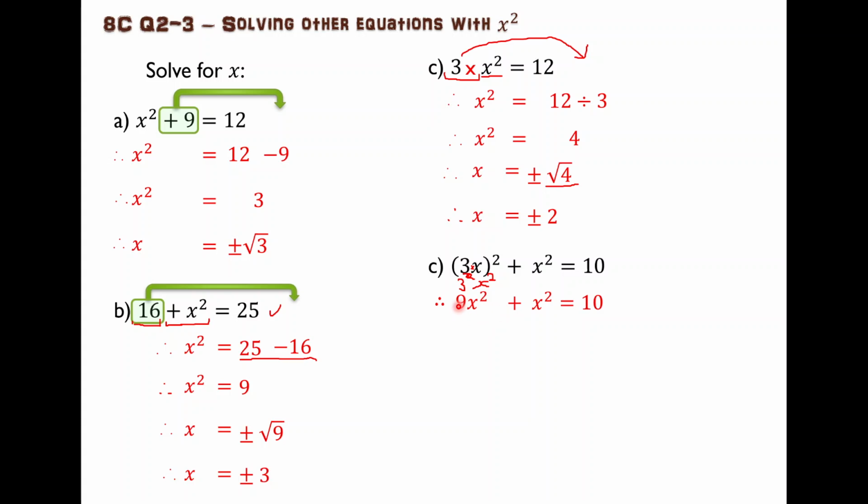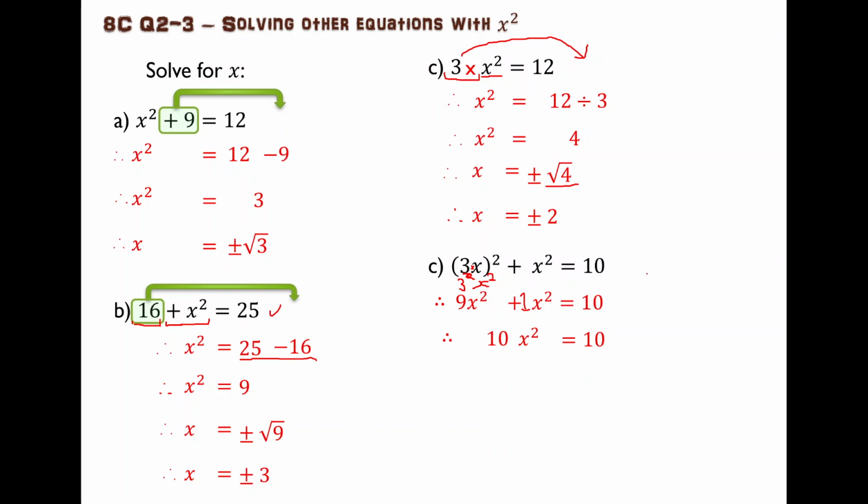What next? Now I've got 9 lots of x squared plus 1 lot of x squared. These are like terms. They're both x squared terms, so I can collect them. If there's no number in front of the x, no coefficient, you can imagine that there's a 1 there. So 9 lots of x squared plus 1 lot of x squared is 10. 9 lots plus 1 lot is 10 lots of x squared. And the rest, we'll just copy down.